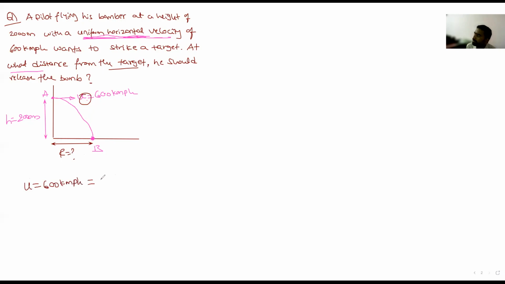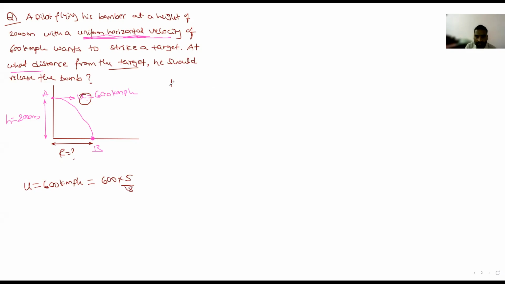How to convert this into meter per second? 1000 upon 60 into 60. I have given one shortcut. What is that? 5 by 18. Yes, very good. Whenever you want to convert 600 kmph to meter per second, multiply by 5 by 18. Kuch logon ka doubt hai, so 5 by 18 kaise aa gaya?